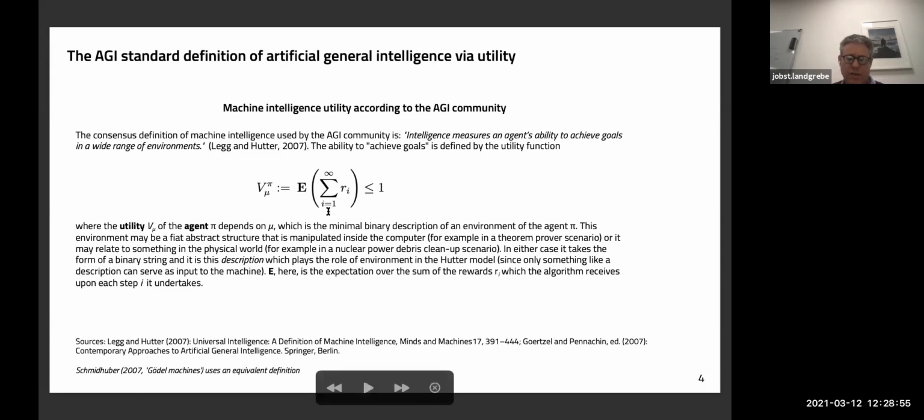Here's the definition of utility of an agent. The agent is indexed by the letter pi and the environment in which it's operating by mu. So the utility modeled here is specific to one agent in a given environment. And you see that it's actually a sum over rewards that are given at each step. The i equals 1 to infinity iterates over the steps the agent takes, and this is the utility of the steps it may take.